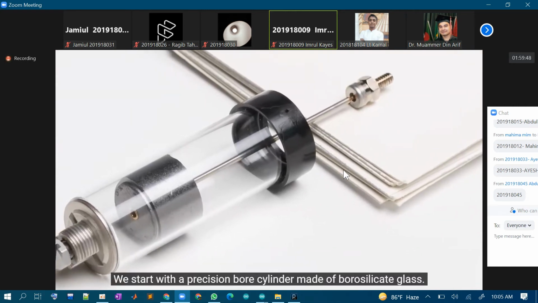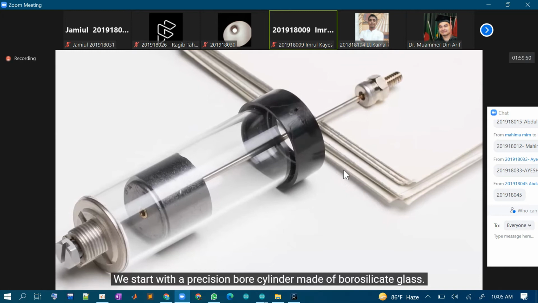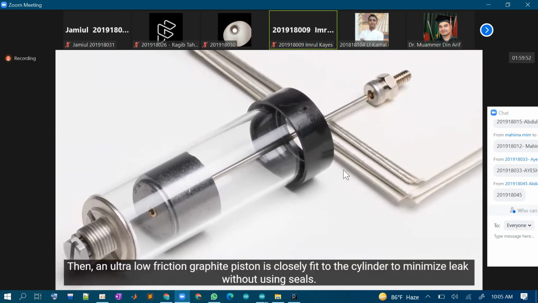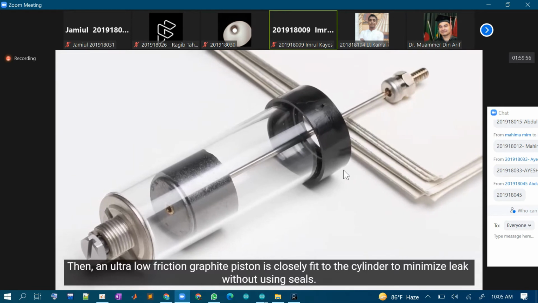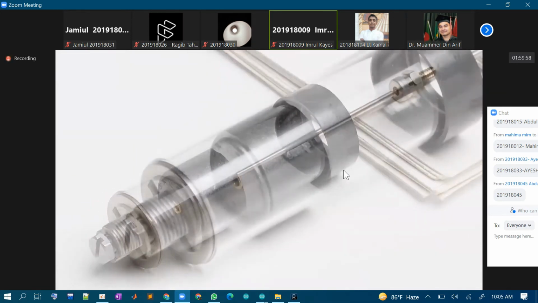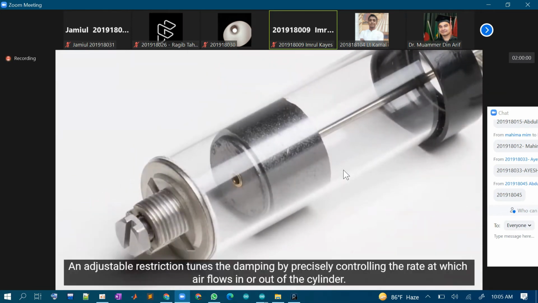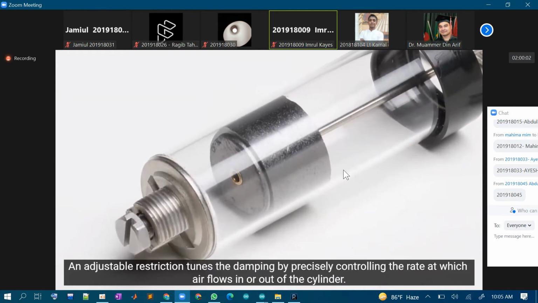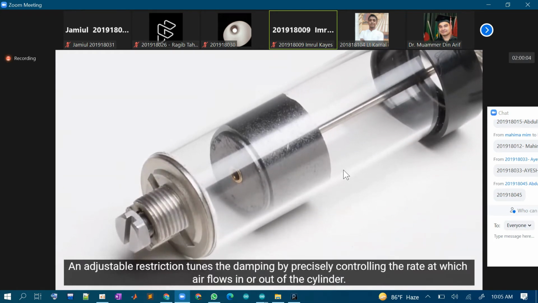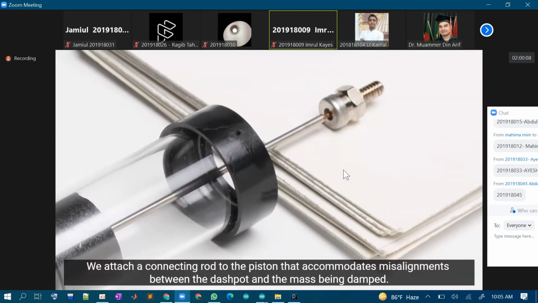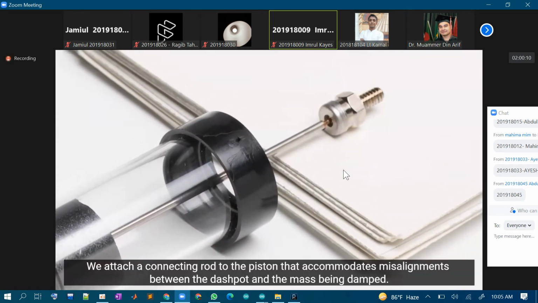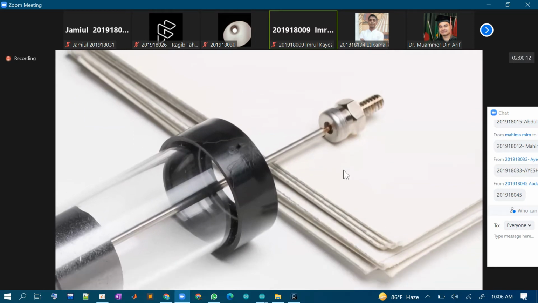We start with a precision bore cylinder made of borosilicate glass. Then an ultra-low friction graphite piston is closely fit to the cylinder to minimize leak without using seals. An adjustable restriction tunes the damping by precisely controlling the rate at which air flows in or out of the cylinder. We attach a connecting rod to the piston that accommodates misalignments between the dashpot and the mass being damped.